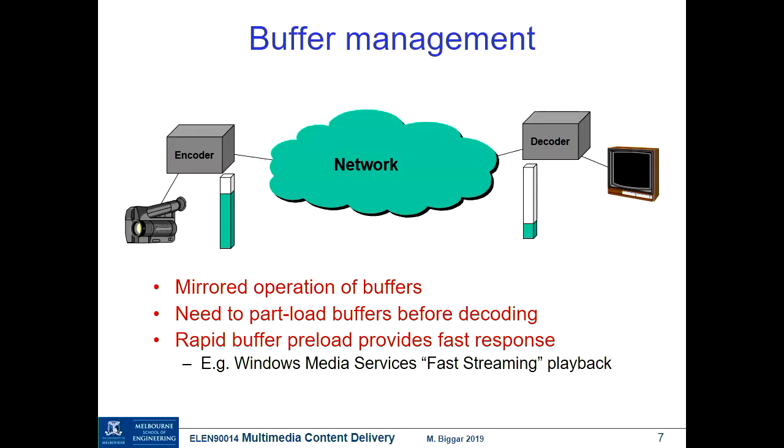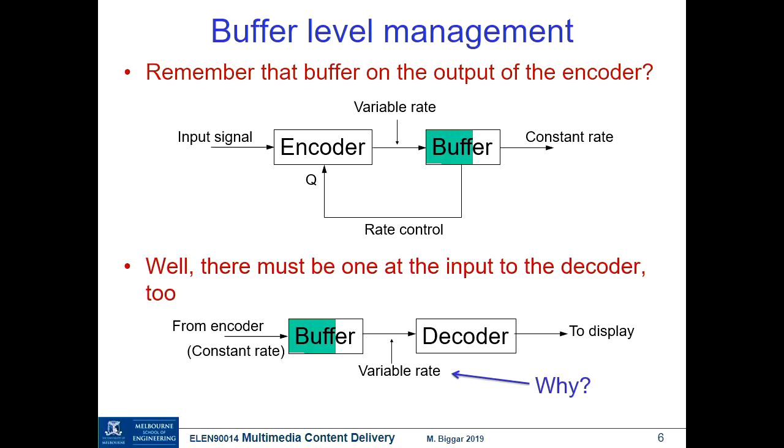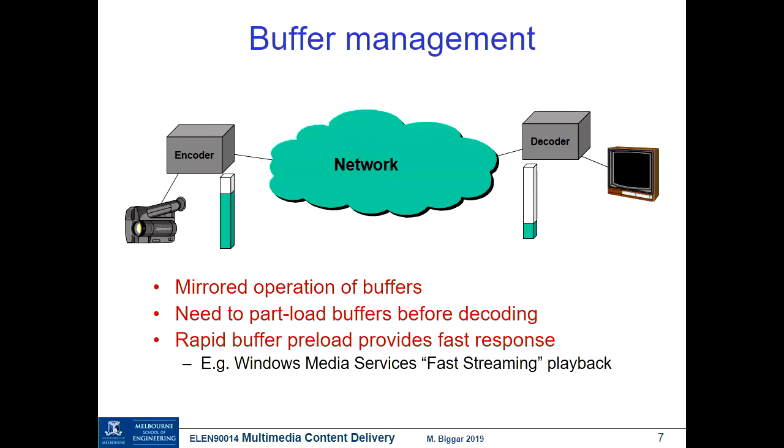And we need to manage those buffer levels in some way to make sure that they won't overflow and underflow. Okay, so the encoder here can manage this one. We've got this feedback mechanism. But what happens at the decoder? It's really up to the encoder to tell the decoder what to do about this buffer if it's going to make sure that it's not going to overflow.